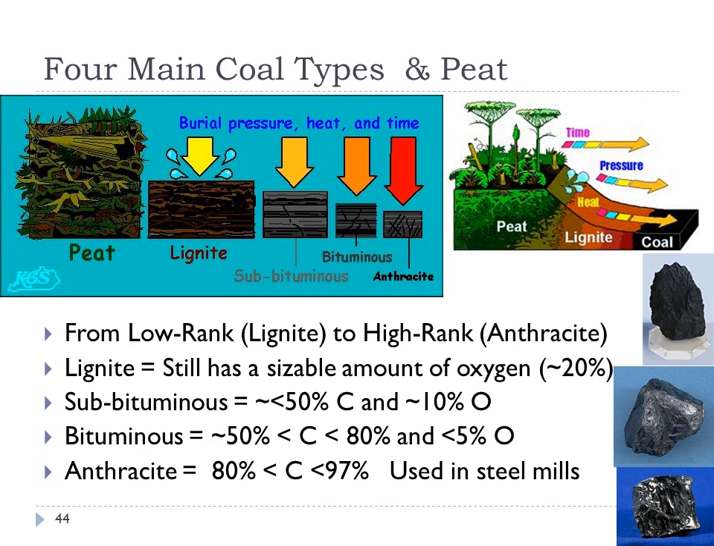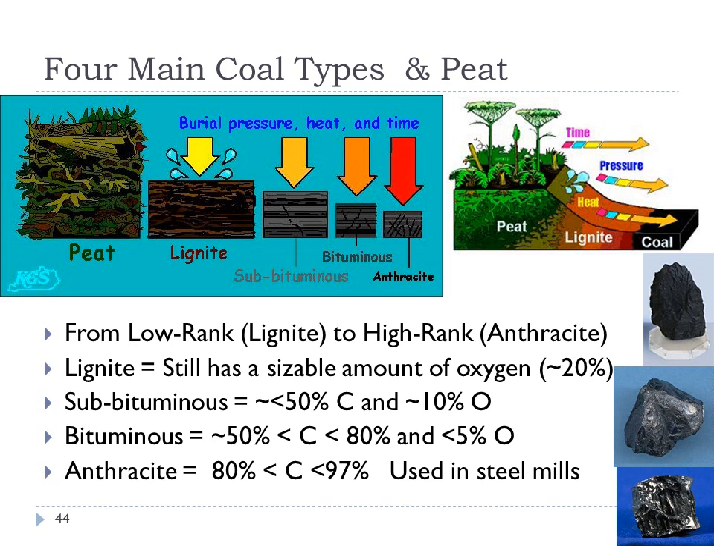If you cook it longer, you get something called subbituminous. Cook it longer, you get bituminous. And if you cook it for an extremely long time, you get something called anthracite. And what's happening here is that the amount of oxygen and hydrogen are decreasing as you go from lignite to subbituminous and bituminous to anthracite.